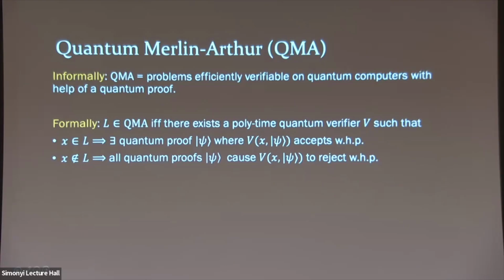Formally, a language is in QMA if there's a polynomial-time quantum verifier V, where for all yes instances in the language, there exists some quantum state psi where the verifier will accept with high probability. And if the instance is not in the language, then no matter what quantum state is given as proof, the verifier will reject with high probability. If this ket notation is unfamiliar, it's just a vector in some Hilbert space.